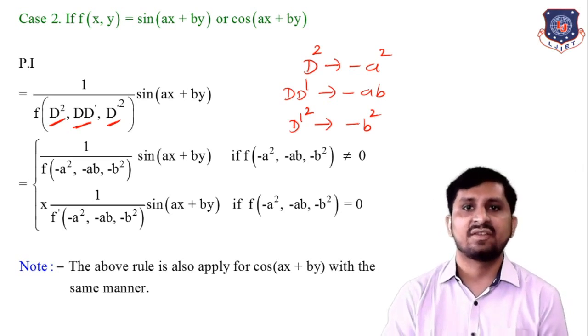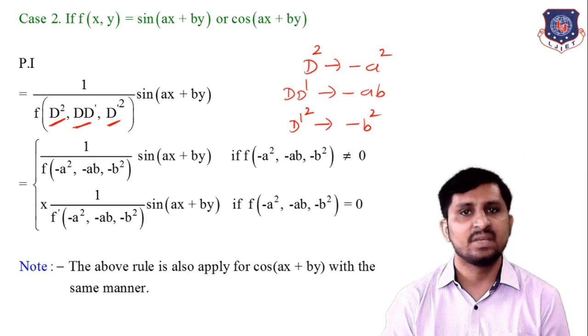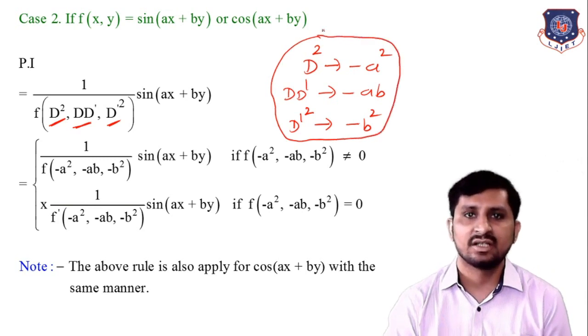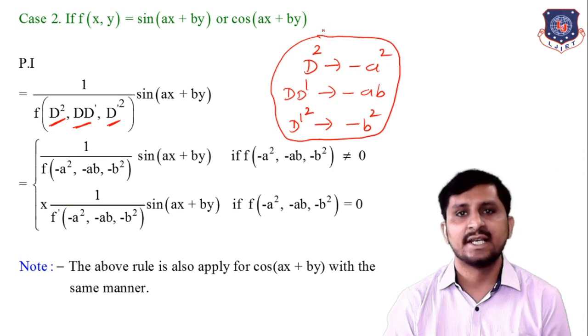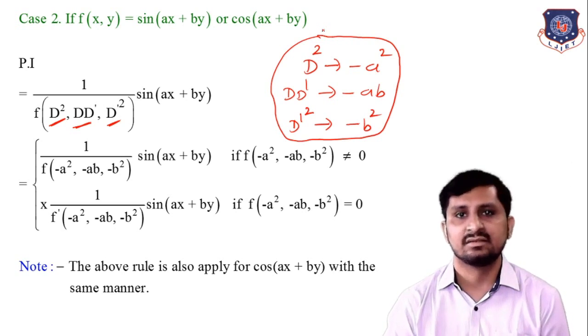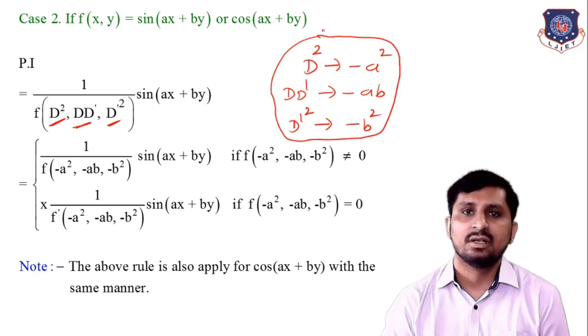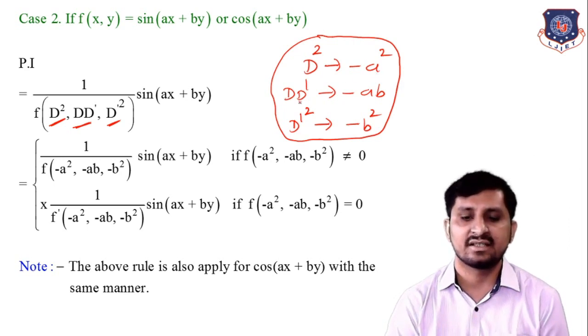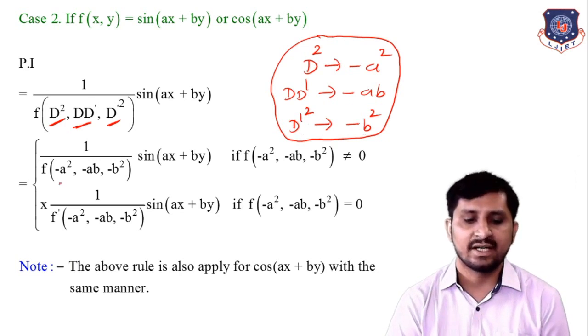Whenever your function f of xy is equal to sine ax plus by or cos ax plus by, you have to apply this important rule, nothing else. That means you just have to take the values of d square, d into d dash and d dash square. You cannot take the value of d and d dash. Instead of d square, you have to take minus a square. Instead of d into d dash, minus ab, and instead of d dash square, minus b square, as I explained here.